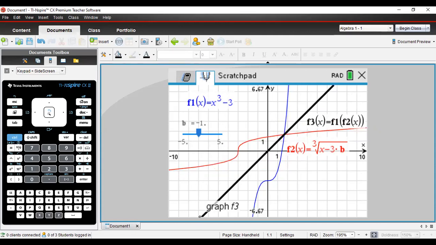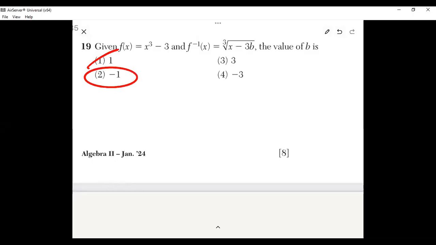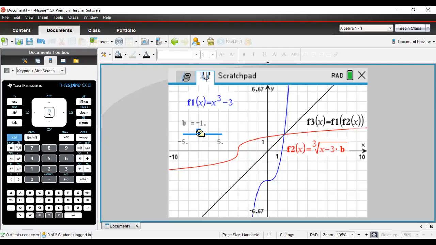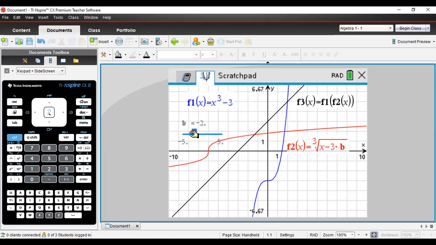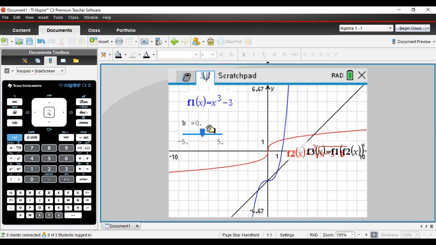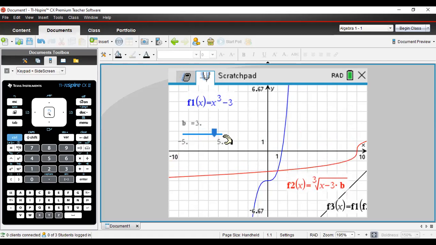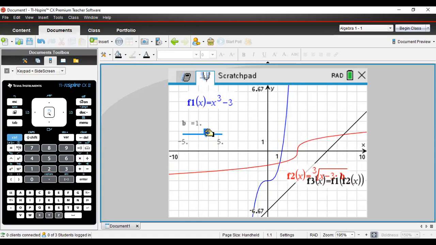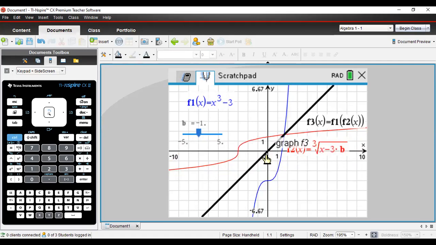So this would be the answer. Now I'm going to try these other two just to show you that they don't work. If I go to -3, you can see that they're no longer inverses. Now, if I go over to 3, you can also see that these are not inverses. So I'm going to move it back to the actual answer, which was -1. Boom, there you go. That's it.